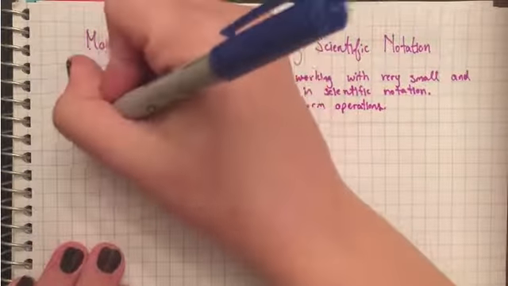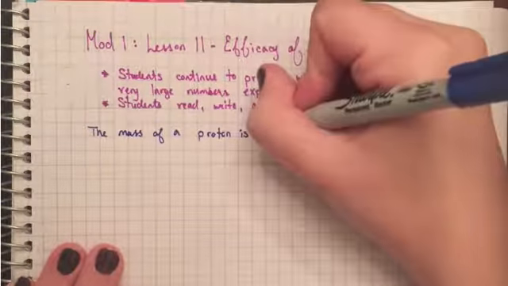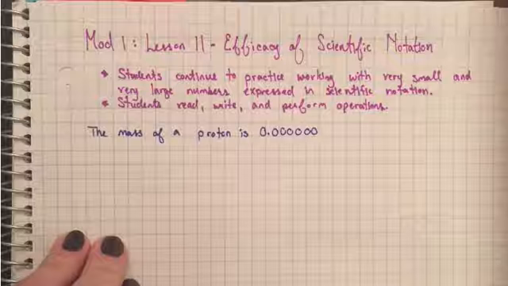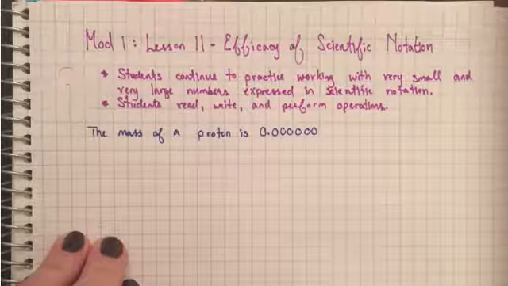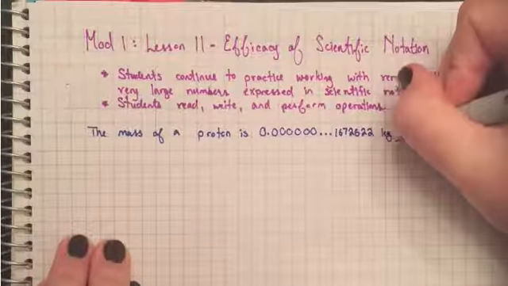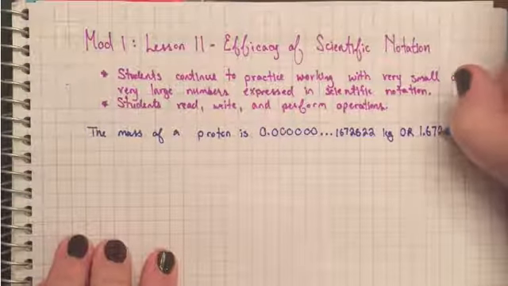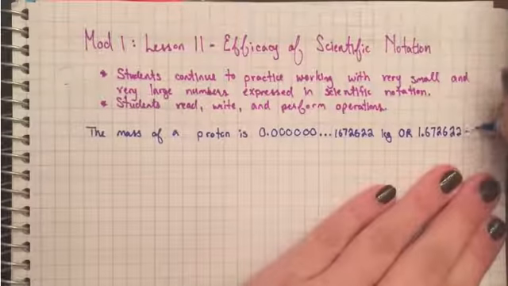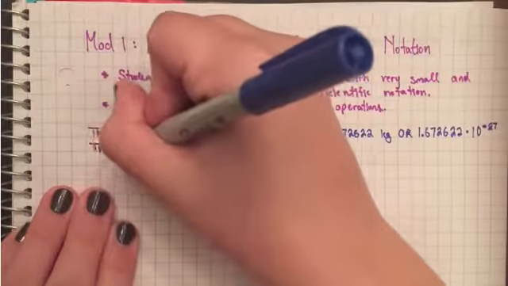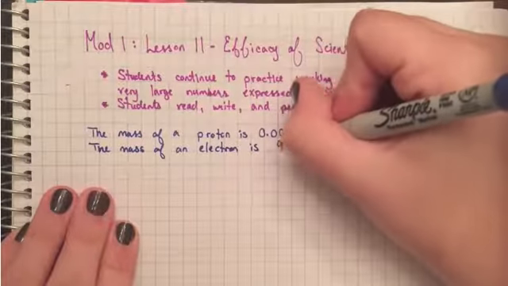Let's start with a scientific example because this is called scientific notation. And there's a very good reason, and that's because a lot of items in the science field are either very large or very small. For example, the mass of a proton is 0.0000000, so on, 1672622 kilograms, or 1.672622 times 10 to the negative 27th power. So what that tells me is that I would have actually had to write 27 zeros.